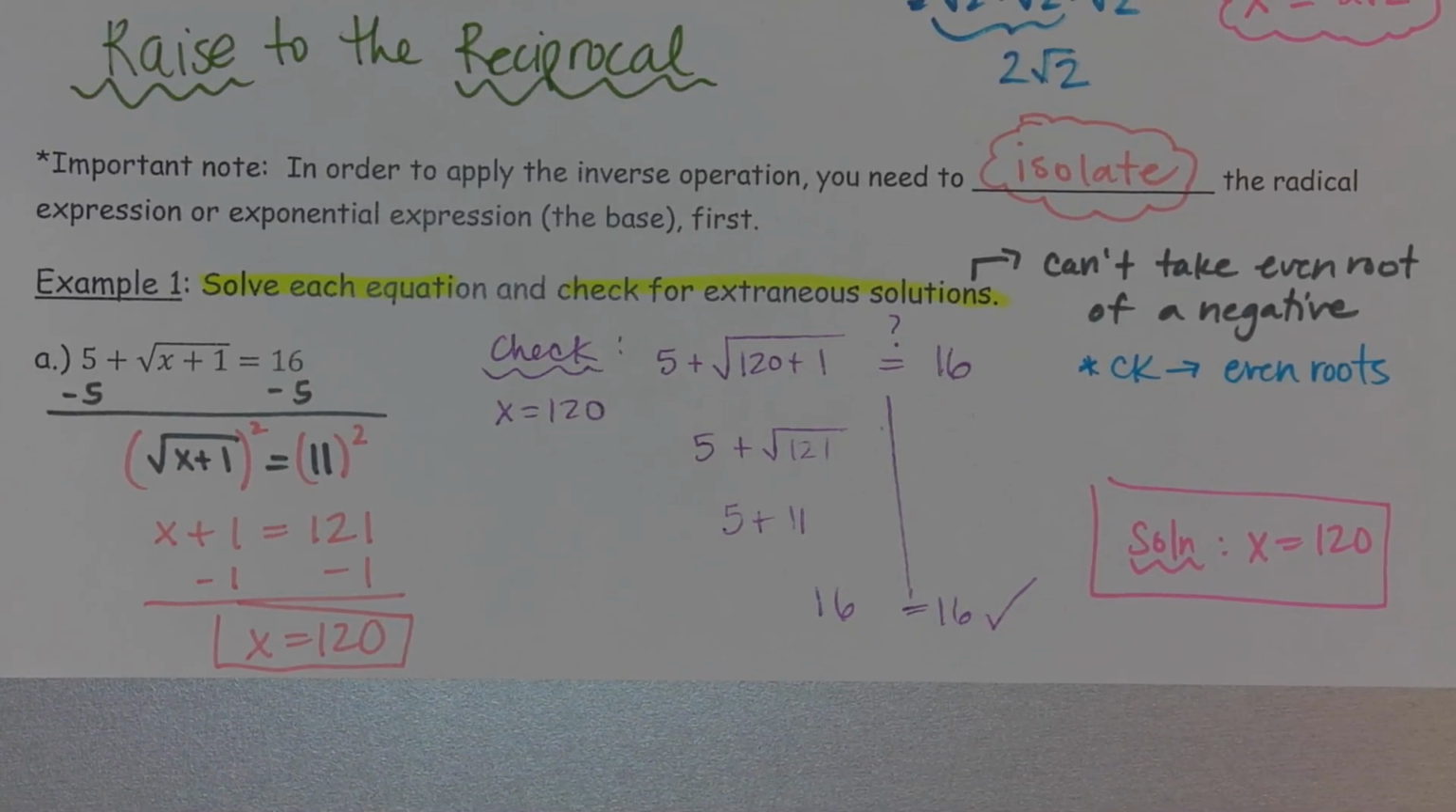All right, so for B, I want you to isolate the radical. So think about what your first step is going to be. So you want to get the radical by itself. What do you have to move over? How are you going to move it over?